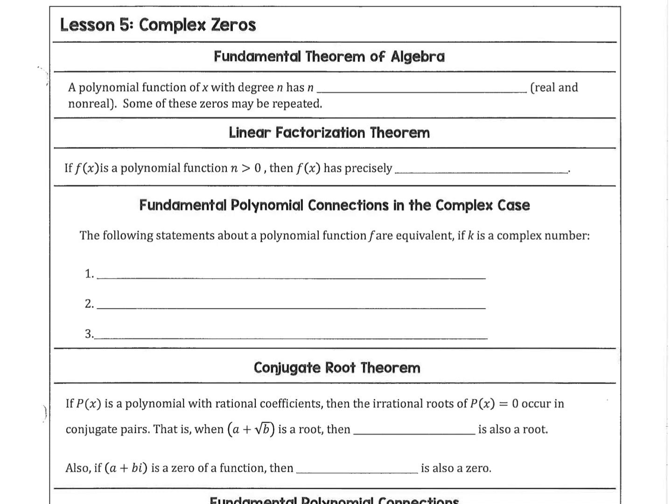Okay, so today we're going to be talking about the last section on how to factor and solve polynomial functions. Today we're going to be looking at complex zeros, something we haven't looked at before in this class, but you have looked at before in Algebra 2. So let's remember a couple of things, starting with the fundamental theorem of algebra. Basically, it says a polynomial function with degree n has n complex zeros.